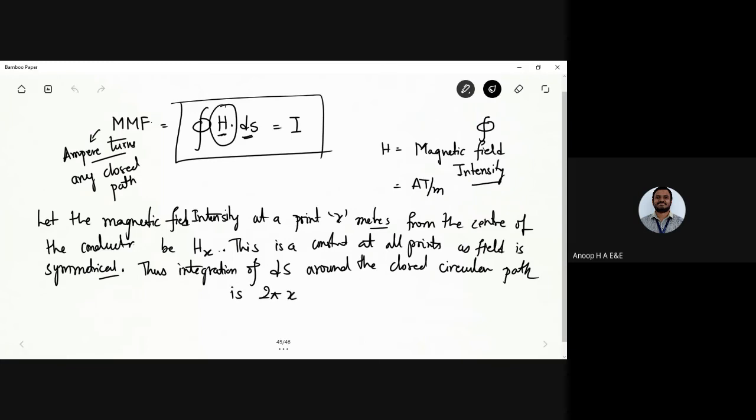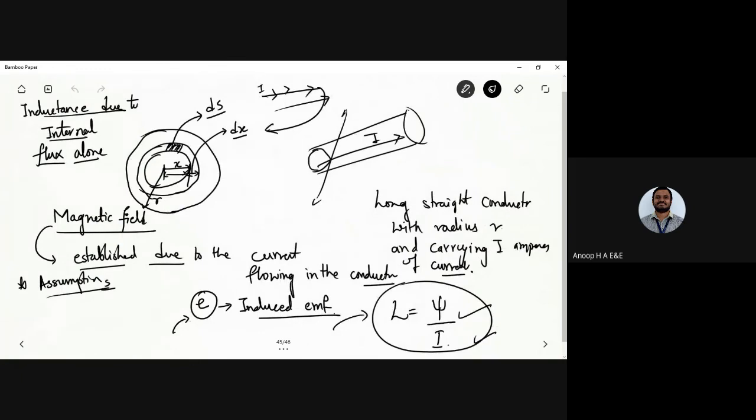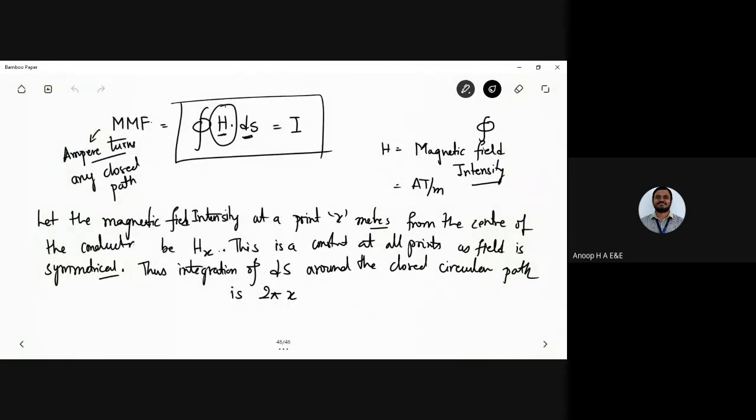Now see here, what is the meaning of the statement I wrote right now? If I take along the circumference of the small distance x, it forms a circle. If I integrate the surface area over all of it, that results in the circumference of the circle, that is the total length. If you cut a circle and extend it, it would be the length of the circle. In a similar way, I have the magnetic field intensity at a point x meters, which is taken as Hx. Now this is a constant along all the points as the field is symmetrical.